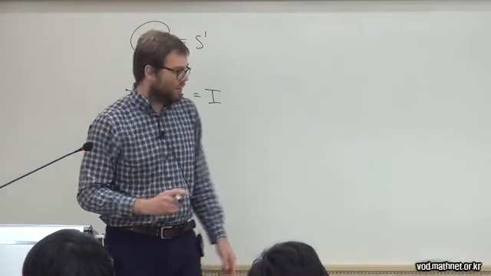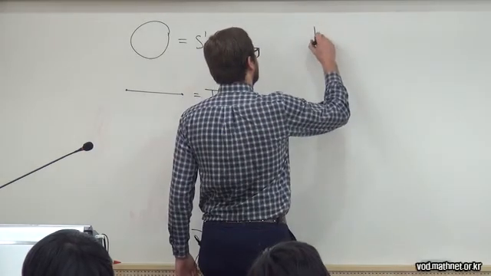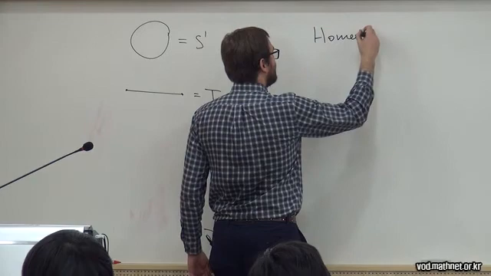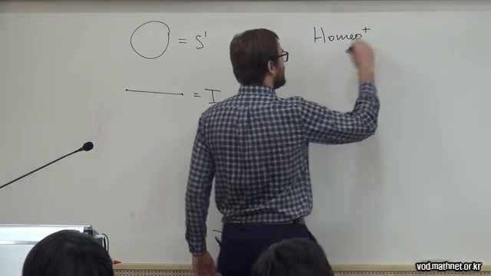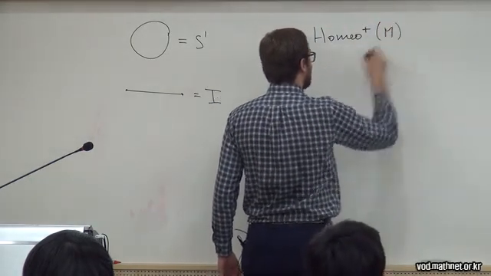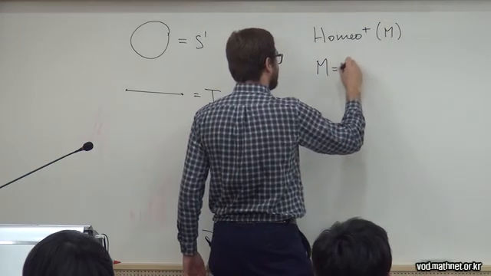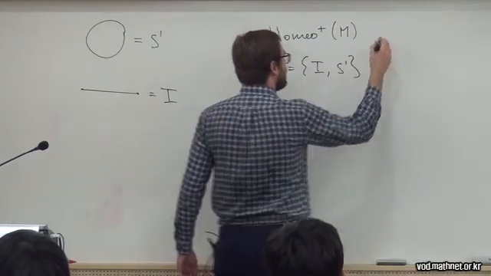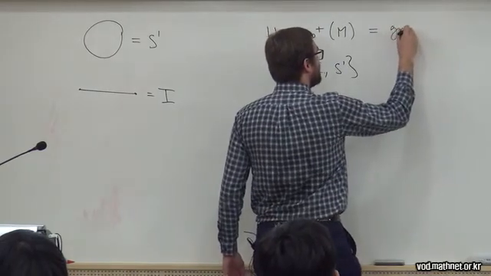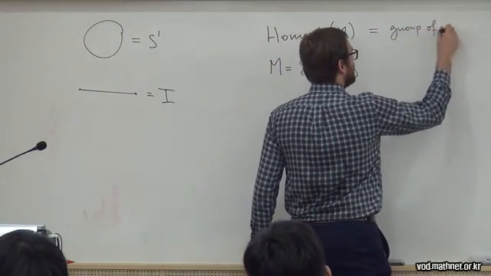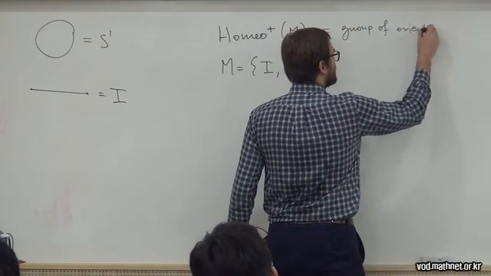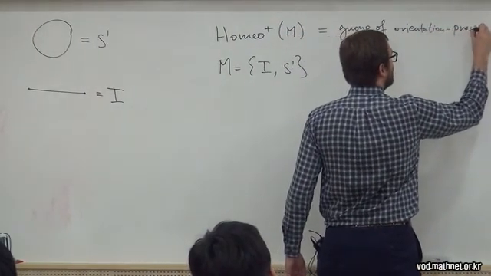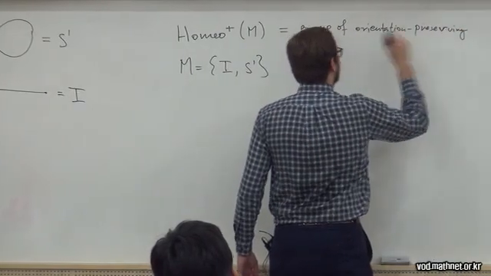Okay, so what we're going to be interested in particular is groups of homeomorphisms, Homeo+(M), where here M is one of these 2. And this is the group of orientation preserving homeomorphisms.